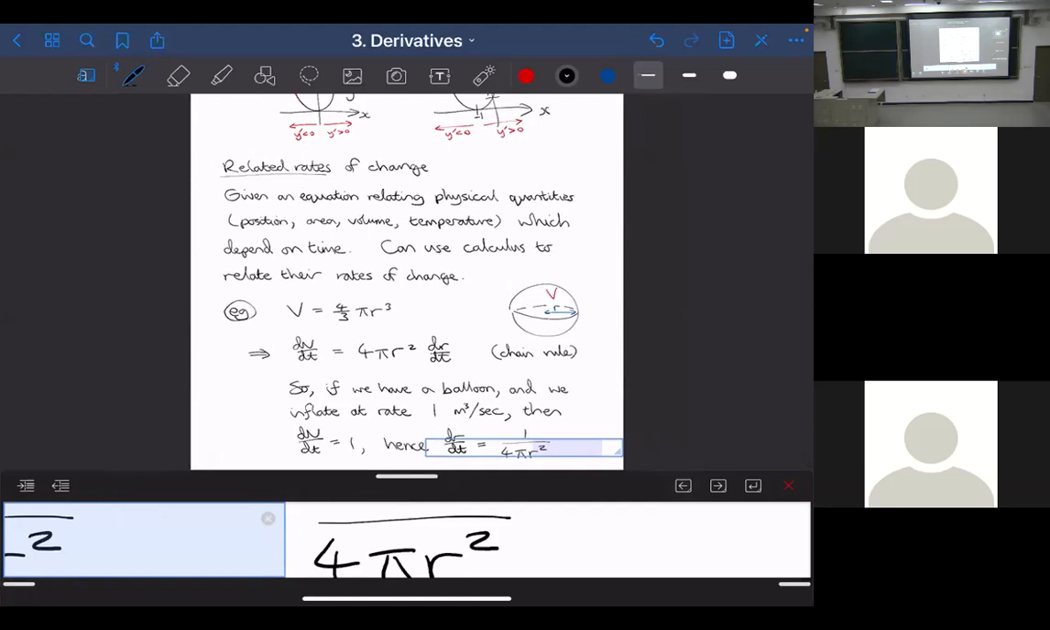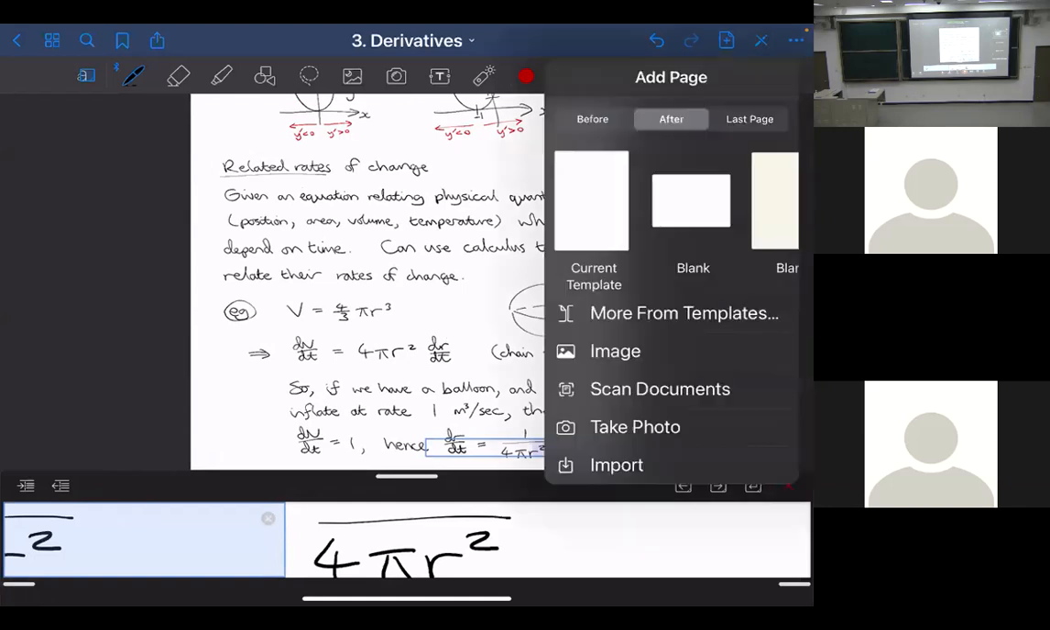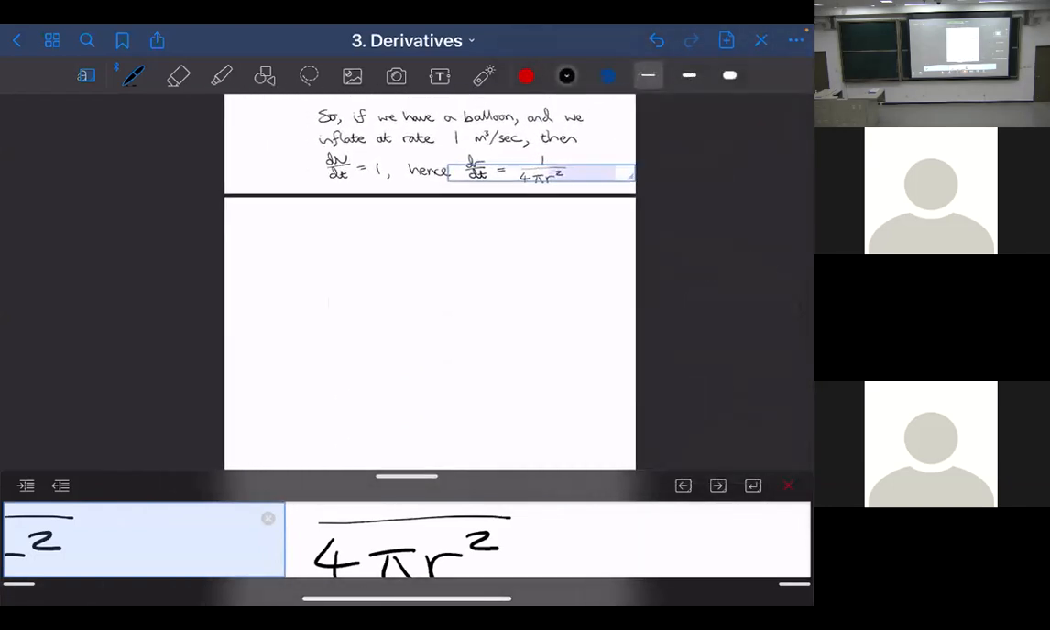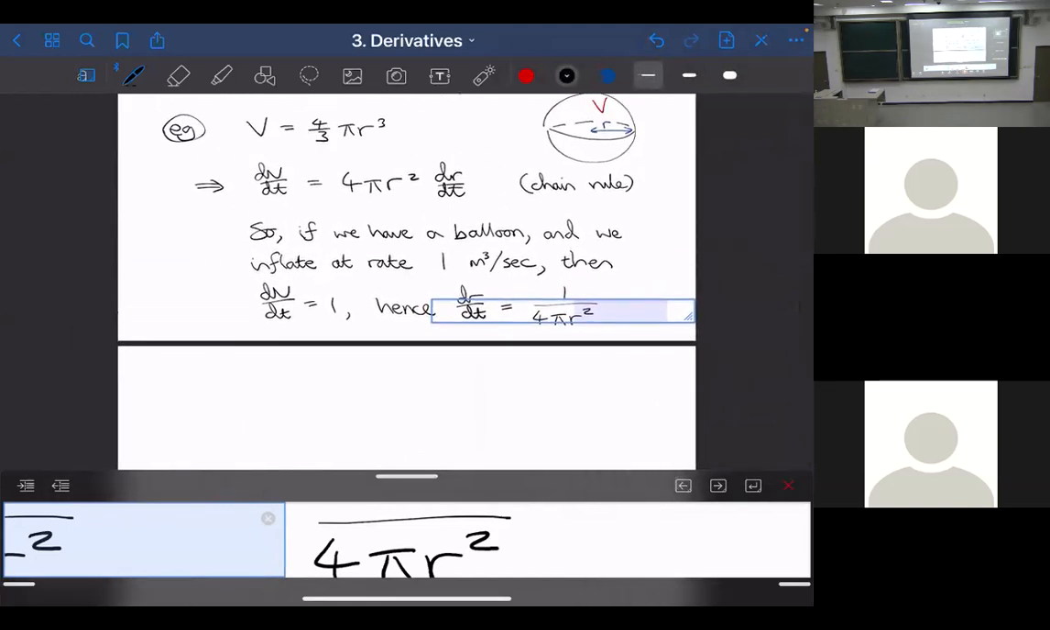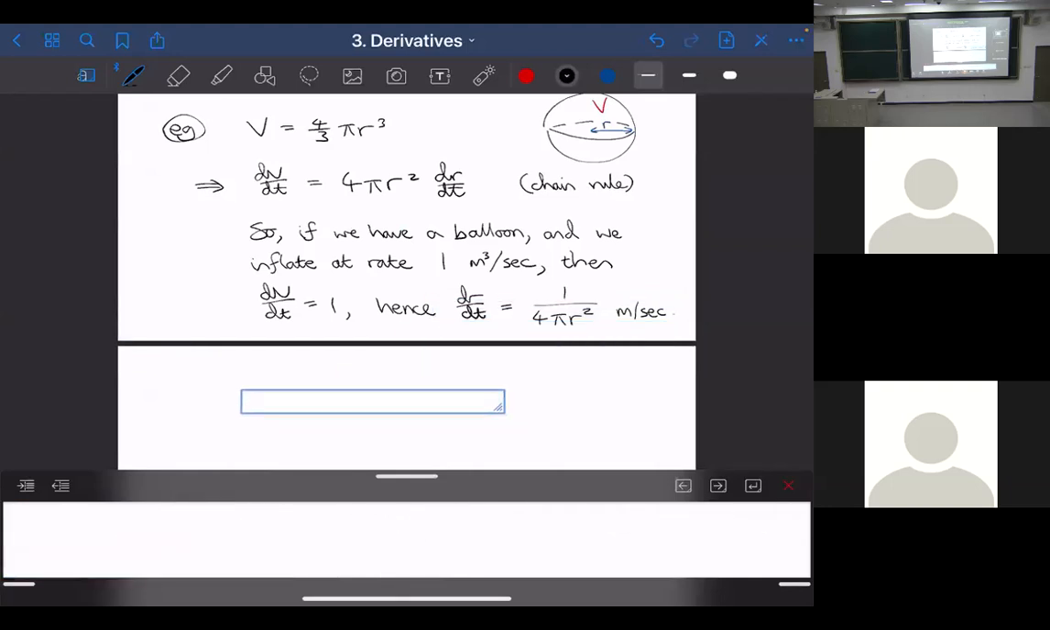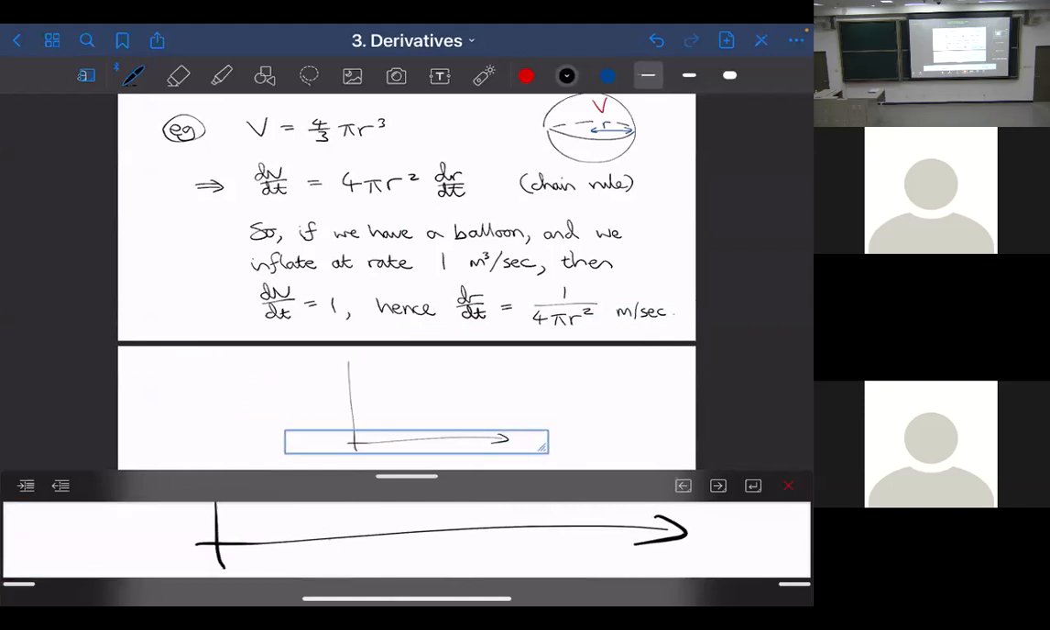And for those of you who are thinking about units, you'll see the units of this are meters per second, because the 1 on the top is meters cubed per second, and we have meters squared on the bottom. So the units are what it has to be. Meters per second. So let's draw a graph of this quickly.